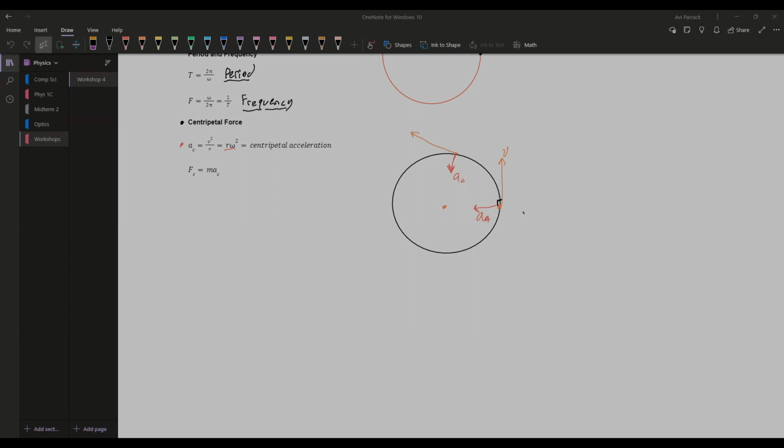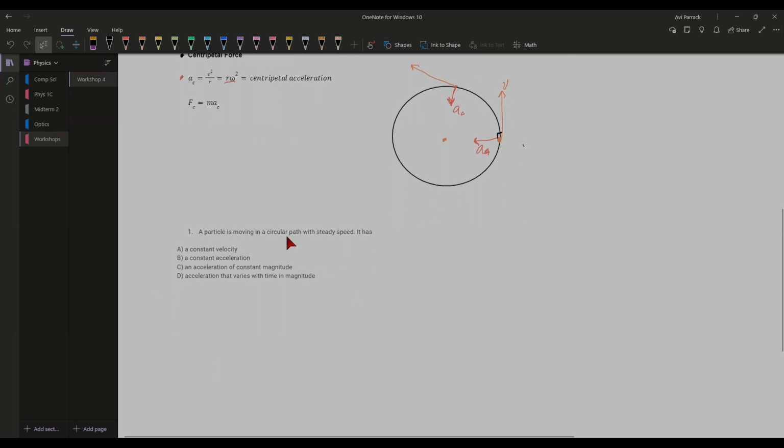Okay, this one looks conceptual, which is a good start. So let's see. A particle is moving in a circular path with a steady speed. It has either A, a constant velocity, B, a constant acceleration, C, an acceleration of constant magnitude, or D, an acceleration that varies with time and magnitude. Pause that and think about it before I start to go over it. See if you can give us the answer.